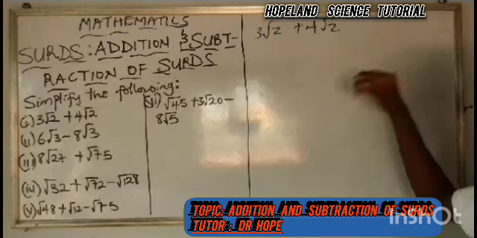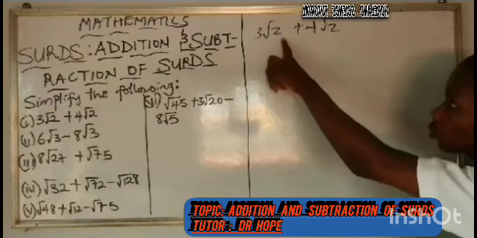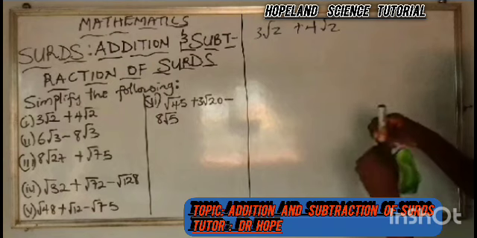Now asking ourselves if all the surds here are basic surds. Now we have 3 root 2. So in root 2, what are the factors of 2?